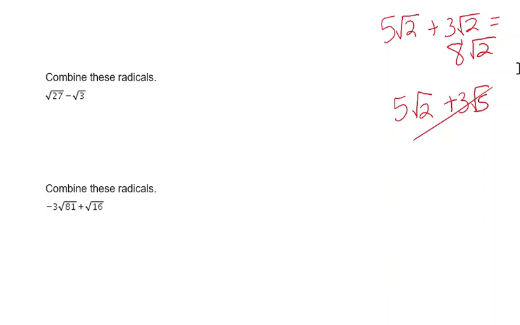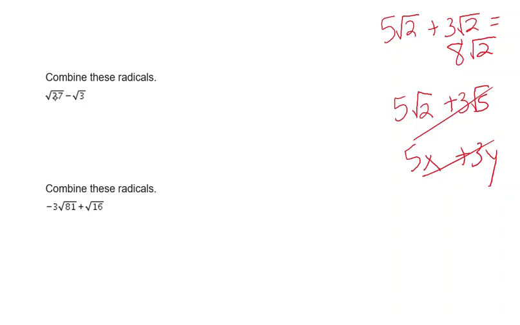You can't add that. That's like saying 5x plus 3y. They're not like terms, so you would have to stop there. You can't simplify that any further, and you can never just add and subtract the numbers underneath the radical. You always add and subtract the outside numbers when they have the same inside number.